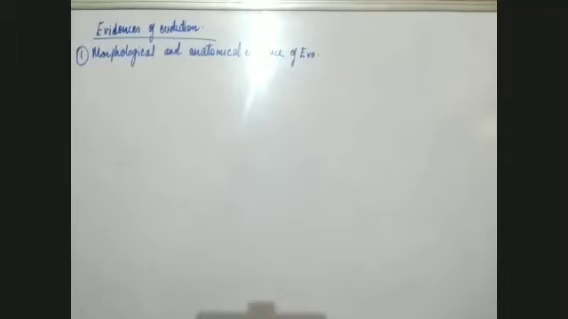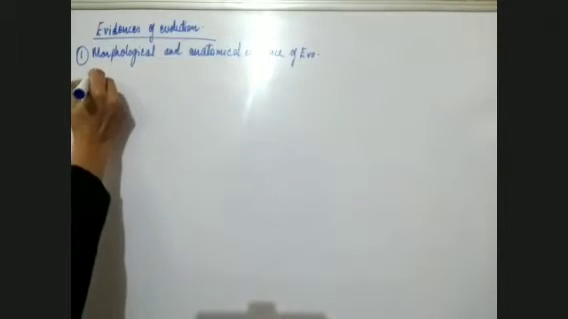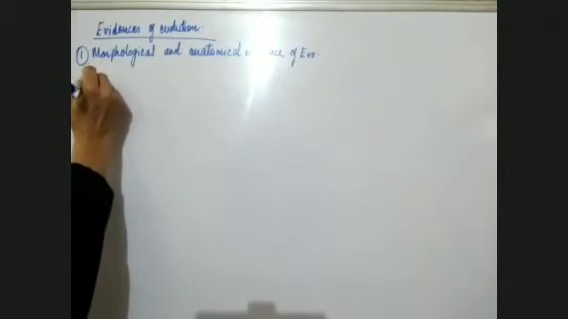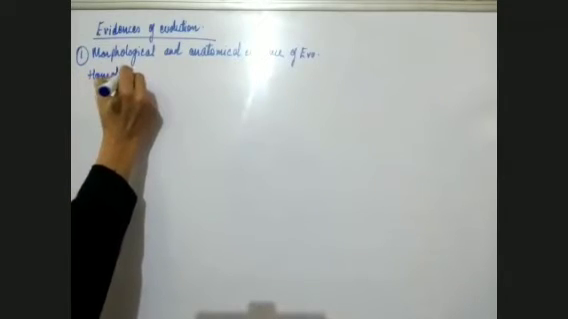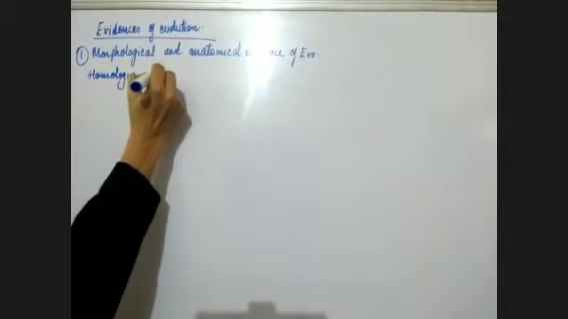What are those morphological and anatomical evidences which explain the process of evolution? So here I'm going to start. In the morphological and anatomical evidences, the first evidence is the homologous organs. Homologous organs we have already done in class 10. I think you still remember it.